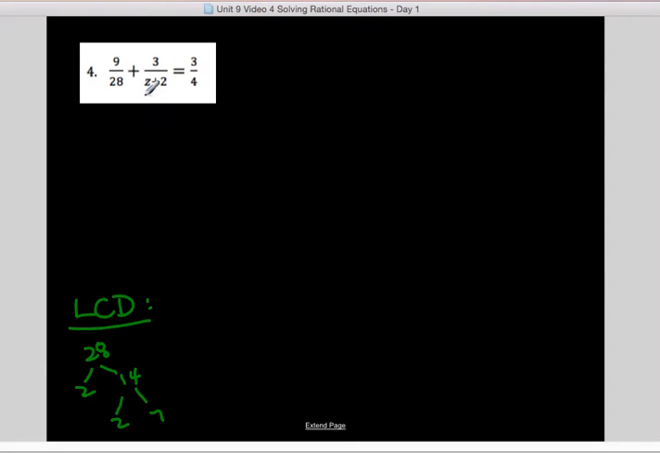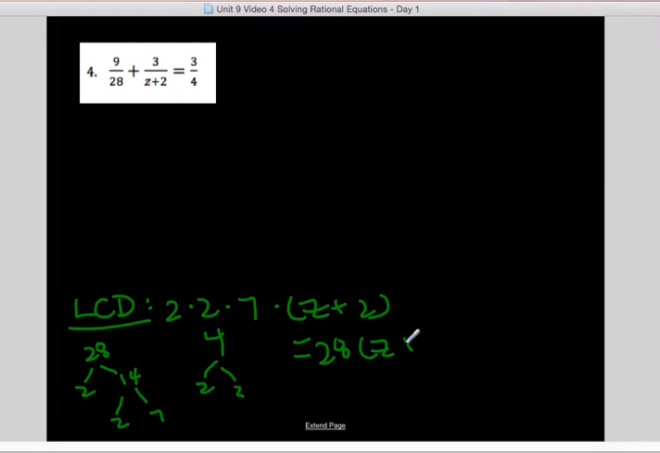We would have a z plus 2 for sure, and then 4 breaks down into 2 times 2. So my LCD, there's two 2's, times 7 times z plus 2. 2 times 2 is 4, 4 times 7 is 28. So my LCD is 28(z plus 2).